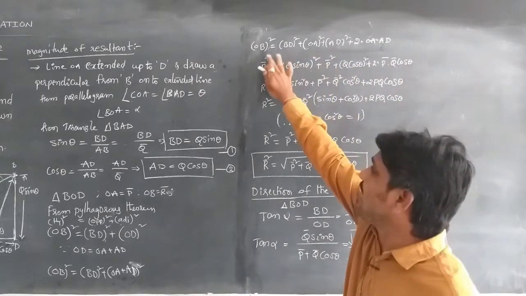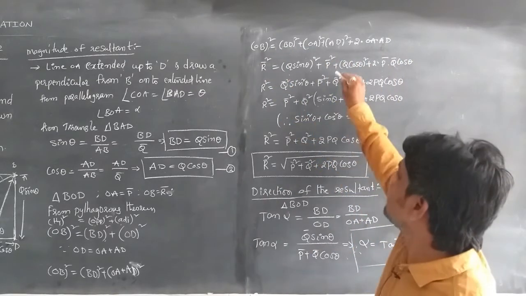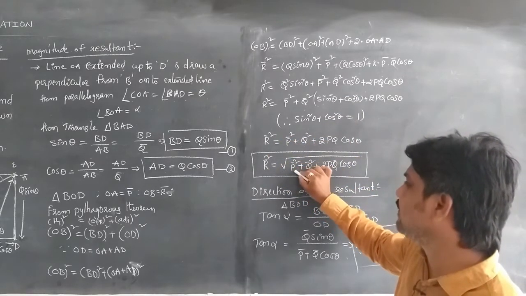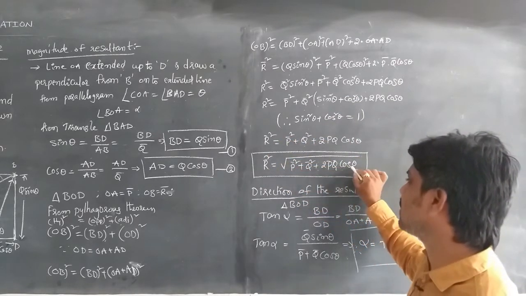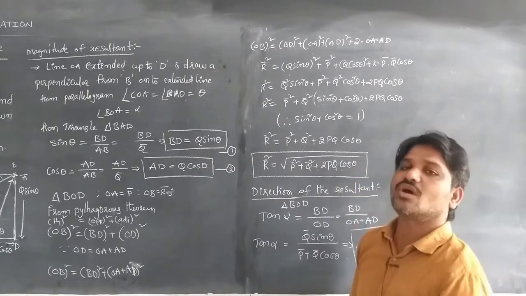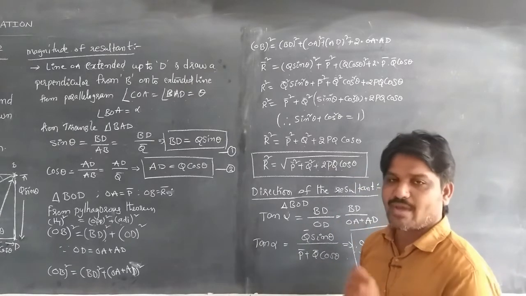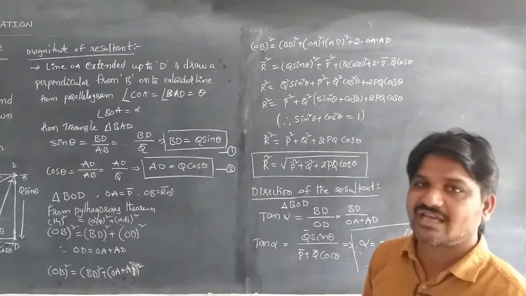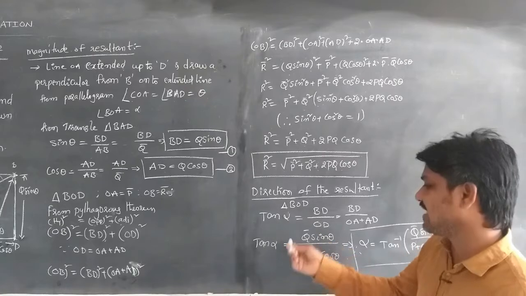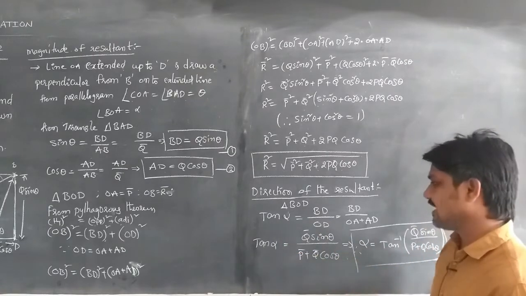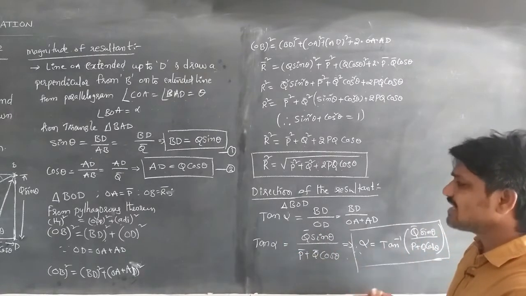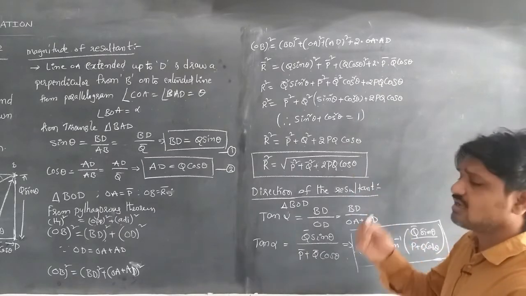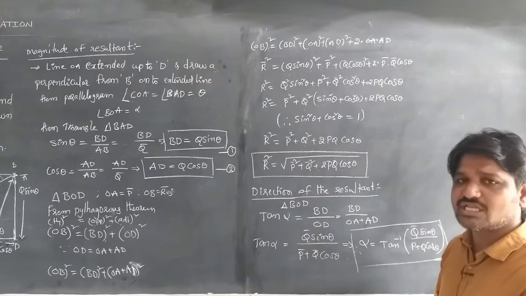By applying the values which we have, and by simplification, we get R is equal to root of P square plus Q square plus 2PQ cos theta, which is the magnitude of the resultant vector. And the direction of the resultant vector we get by taking tan alpha. If the direction changes, then the values also change, and the magnitude also changes.